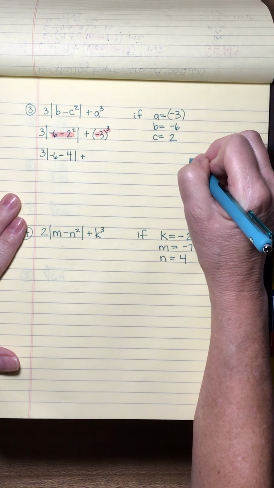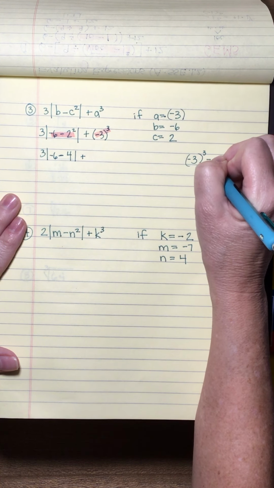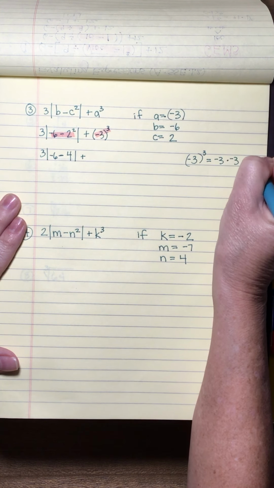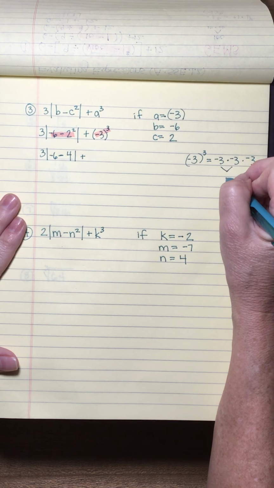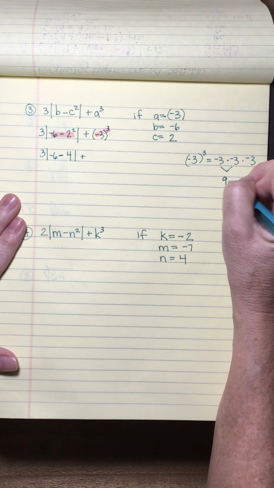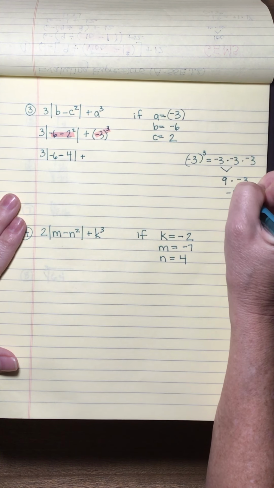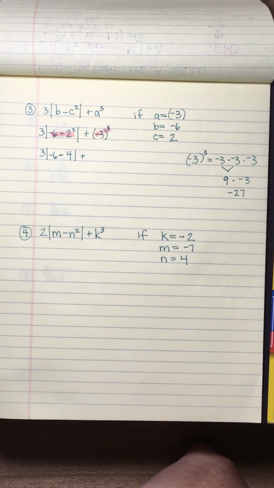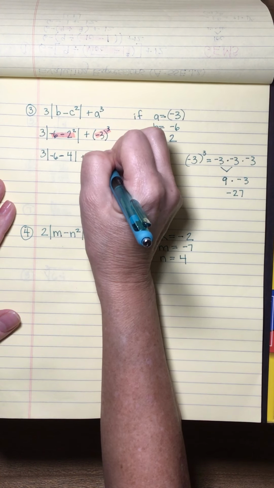So over here I'm going to write, we have negative 3 to the third power, which means negative 3 times negative 3 times negative 3. So negative 3 times negative 3 is a positive 9. Times a negative 3 is going to give us negative 27. We had an odd number of negatives, and so it's going to turn out to be a negative. So I'm going to write that as a negative 27.